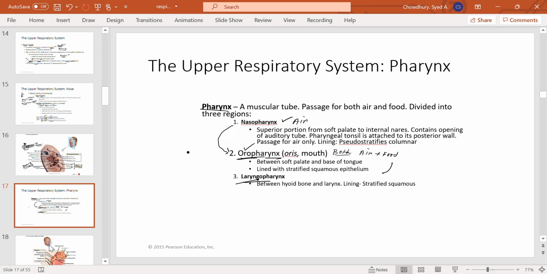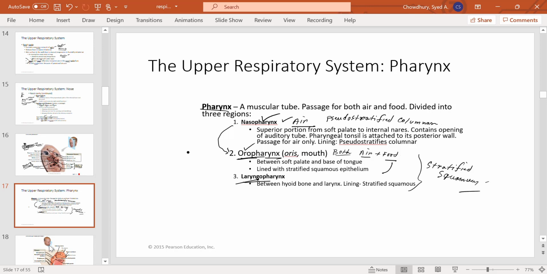Makes sense? Now, since this one is only for air, it is pseudostratified, as I mentioned before. The epithelial lining is pseudostratified columnar, right, with cilia. Since these two are for both air and food, and food will cause friction, the lining is stratified squamous, because the chance of friction is high.